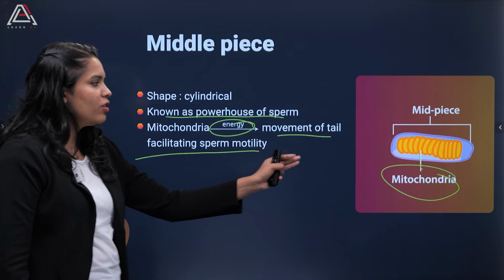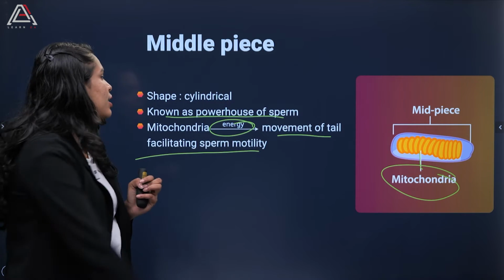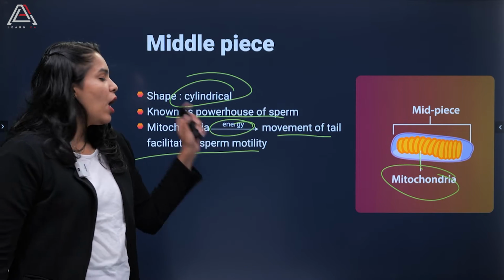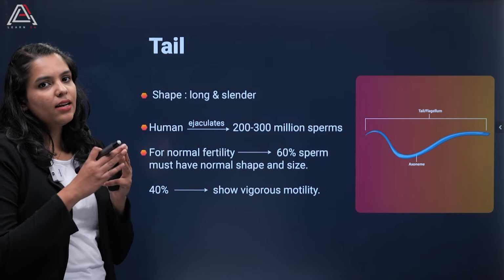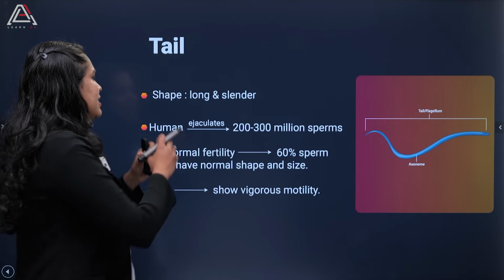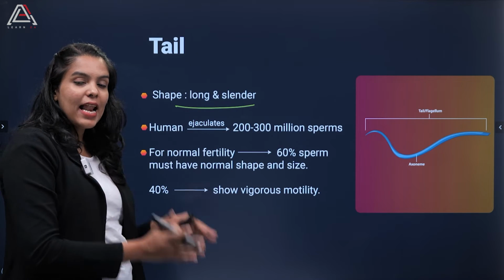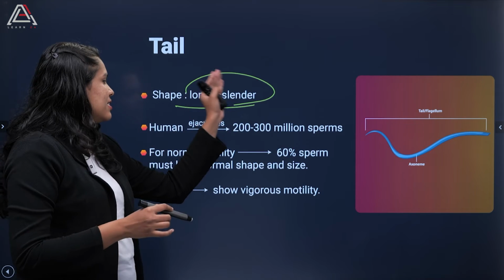So this particular structure, you can see it is cylindrical in structure. Okay, so the shape of the middle piece is cylinder in shape. Now, talking about the tail of the sperm, that is the last part of the sperm. This tail is long and thin, that is, it is slender in structure. Okay, so the shape of the tail is long and slender.